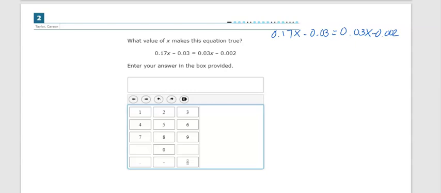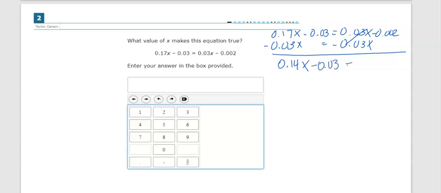We need the variables on the same side. So you're going to subtract this 0.03x. Once you do one side, you have to do to the other. Line up those decimals, or just use that calculator. This cancels. And then you have 0.17x minus 0.03x. It ends up being 0.14x. Then you still have the minus 0.03. And then on the right side, it's 0.